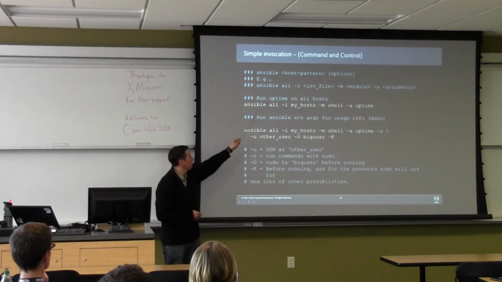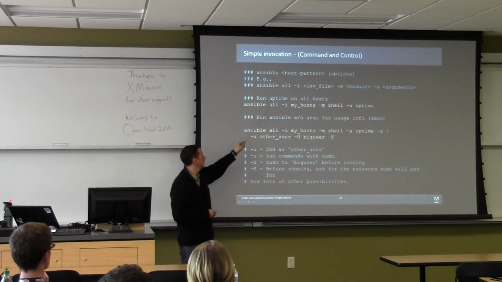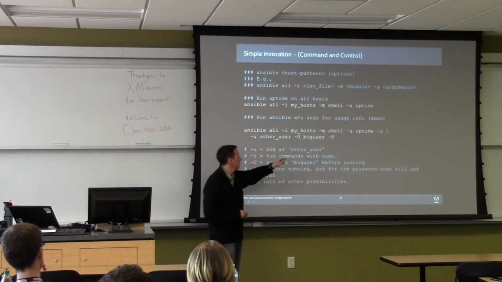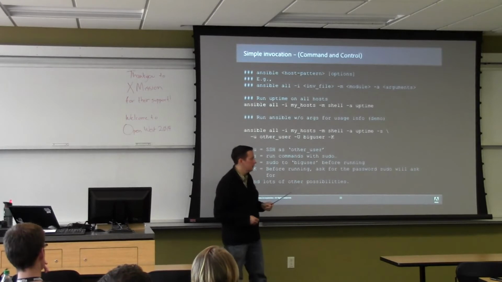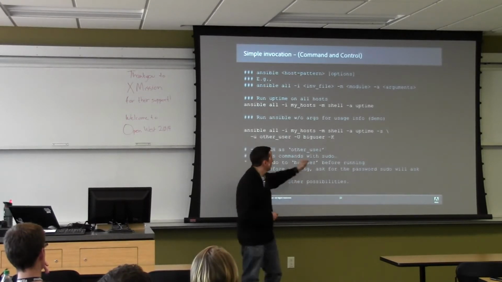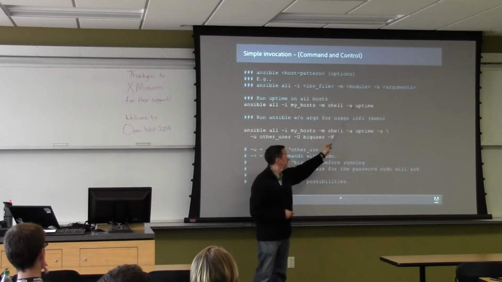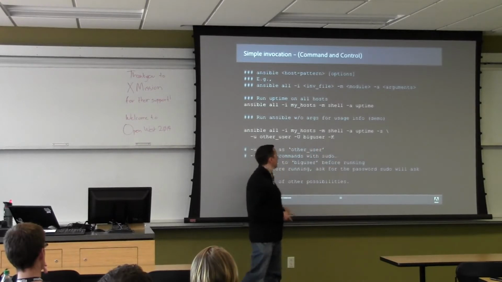So for example, run uptime on all my hosts. You use the special keyword all, get my inventory file, run it through the shell module, which runs your commands through a shell, so you have things like pipe and redirection you can use. And then run the uptime command. These are the arguments you're passing into the shell. Run that.